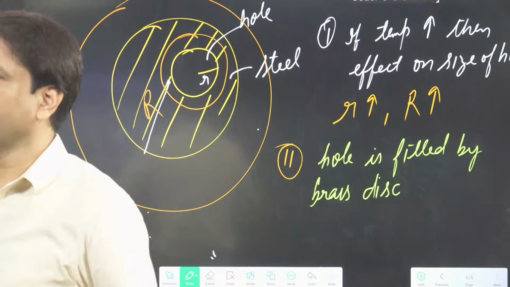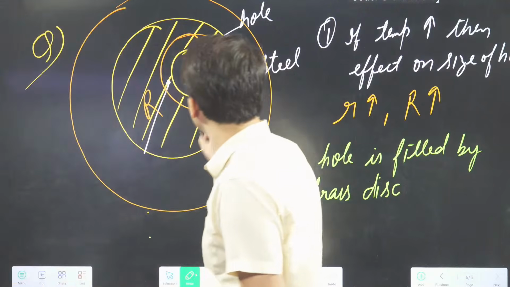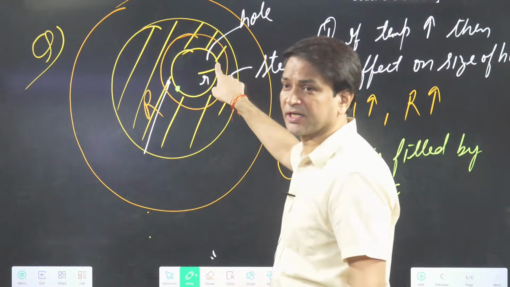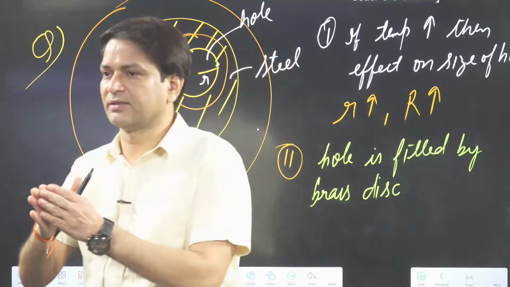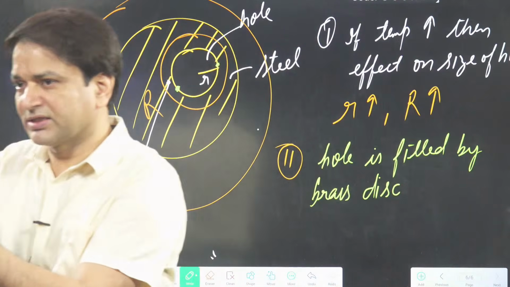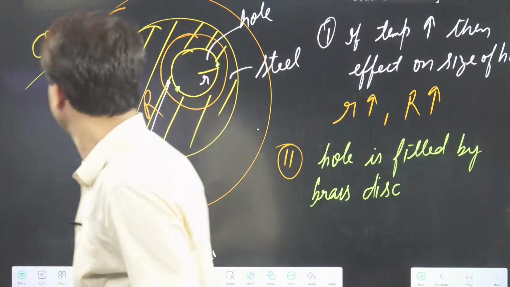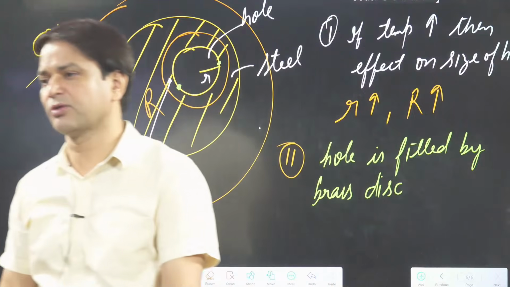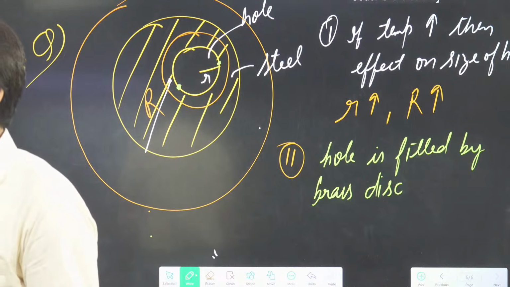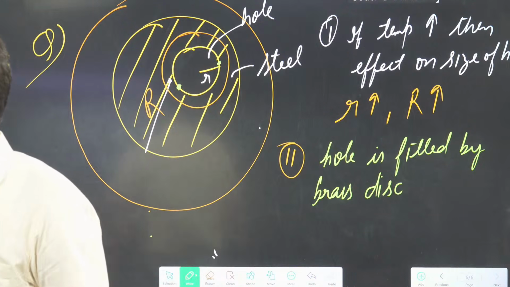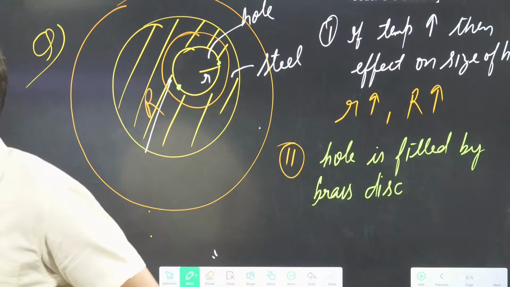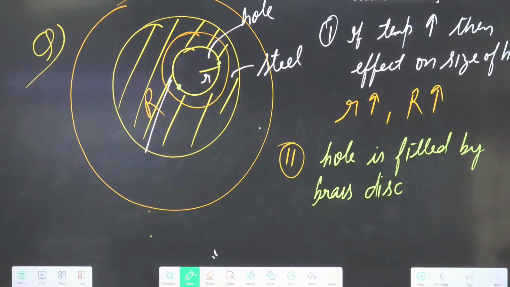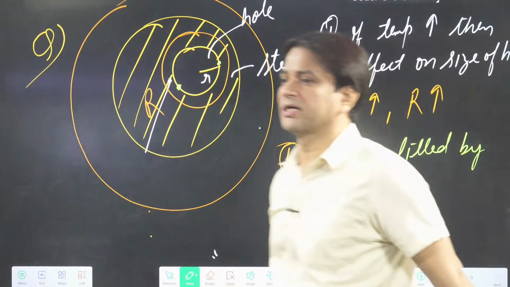Now, when it will expand, how will it expand? Suppose I am taking one atom here and one atom here. When you increase the temperature, the atoms will go far from each other. This atom and this atom will go far from each other. Then what will happen? The diameter of the hole will increase. Diameter of the hole increasing means the radius of the hole will increase.